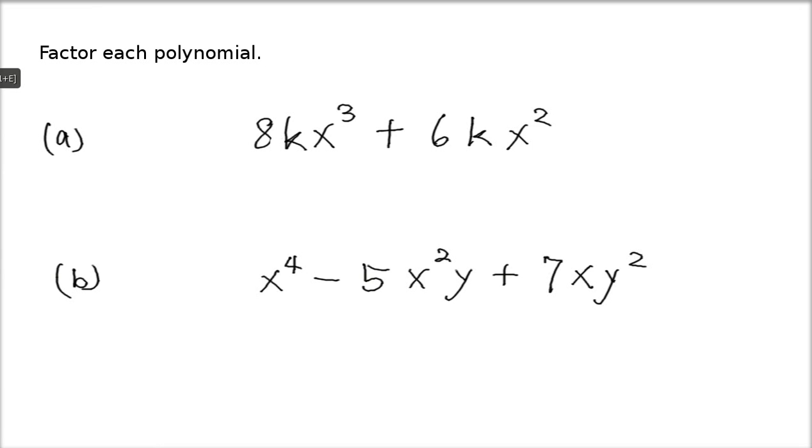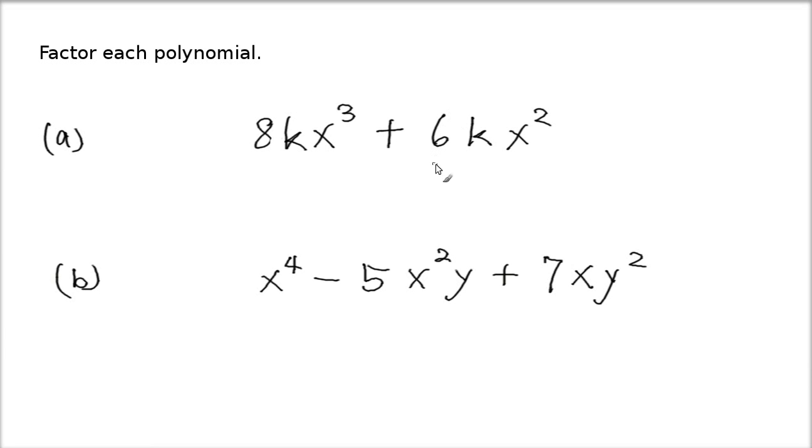Okay, here are more examples of factoring polynomials. So, I'm going to explain how to find the greatest common factor fast. The first thing I'm going to do is look at the numbers, 8 and 6, see those numbers? I'm going to try to find the greatest number that divides both numbers out.